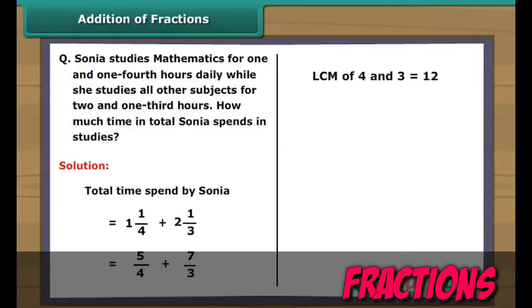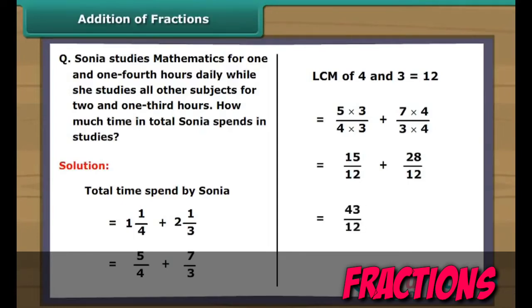The LCM of 4 and 3 is 12. Therefore, 5 into 3 upon 4 into 3 plus 7 into 4 upon 3 into 4 gives 15 upon 12 plus 28 upon 12. This gives 43 upon 12. On simplifying this fraction, we get 3 and 7/12.